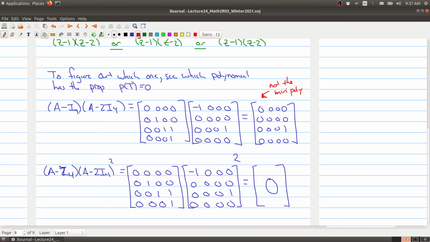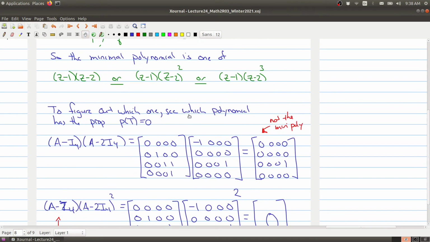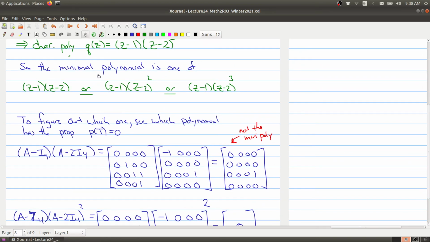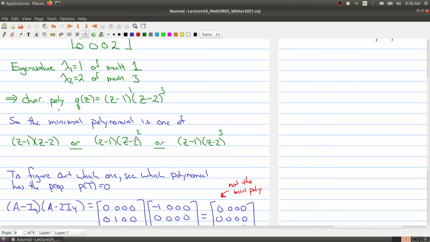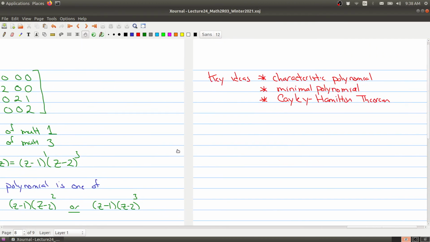So this means that (z minus 1)(z minus 2) squared is the minimal polynomial. If this one had not been 0, then this one would have to be by default the minimal polynomial. So what we're seeing here is that there's actually a difference between the minimal polynomial and the characteristic polynomial.